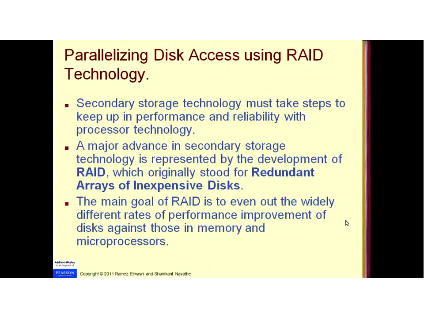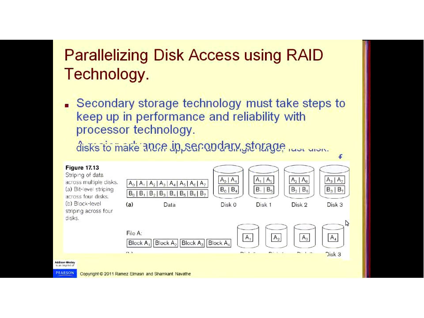A major advance in secondary storage technology is represented by the development of RAID. The main goal of RAID is to even out the widely different rates of performance improvement of disks against those in memory and microprocessor. As you know, the microprocessor is the fastest device in your system, and main memory is slower than the processor, but the processor is using data from memory. Memory has different levels: you have cache memory, then random access memory, and then secondary storage, which is considered the slowest one.